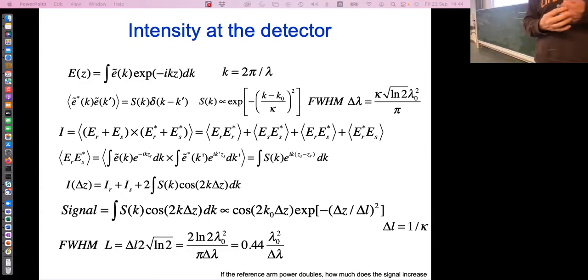And then the full width half max, if I do the calculation of my interference pattern, is given by delta L, the coherence length, times 2 times the square root of, and so on. So this is now the definition of the resolution of an OCT system. Coherence length defines my resolution: 0.44 times the center wavelength squared divided by delta lambda.